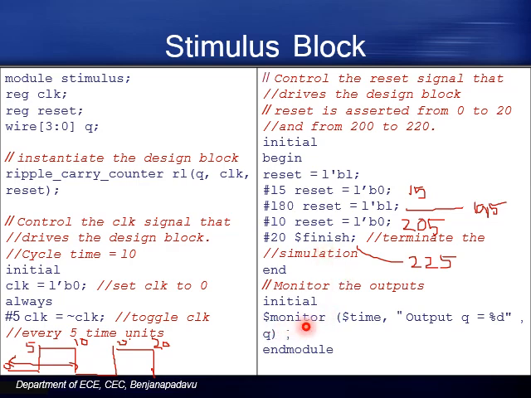For that we have this monitor function, which will monitor or display the output whenever there is a change in the output. Whenever there is a signal change in the output, the monitor function will display the value on the monitor. So this function again is inbuilt, which takes out the time at which Q changes, and this function displays the value of Q.